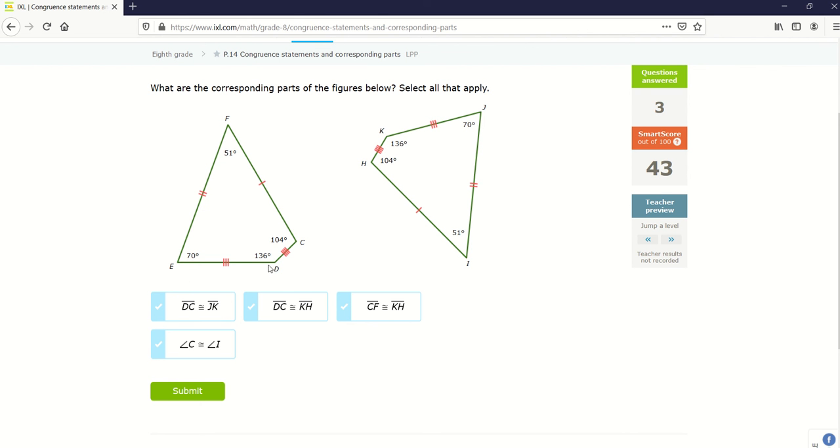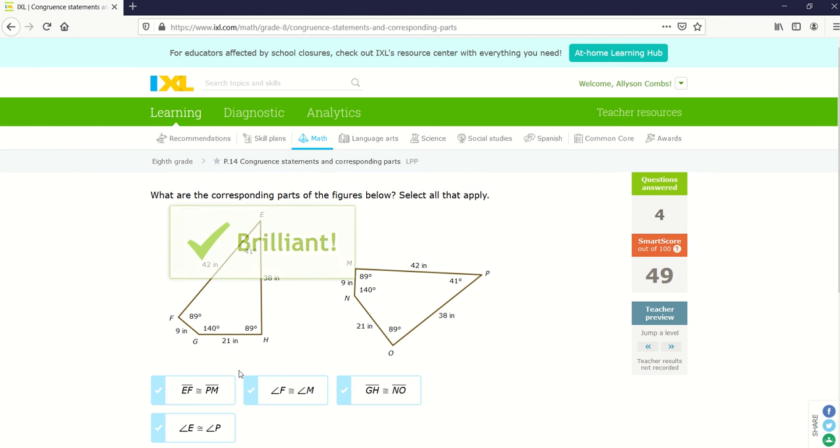Then this one, DC and KH, which is right here. So yep, those ones do match up, 136 and 104. So those ones are a congruent statement. And then CF right here, 104 to 51, and then to KH. So no, those ones don't match up, because we know that KH matches up with DC, that one here. So angle C is 104 and angle I is 51. Those ones don't match up either. So that would be the only one.